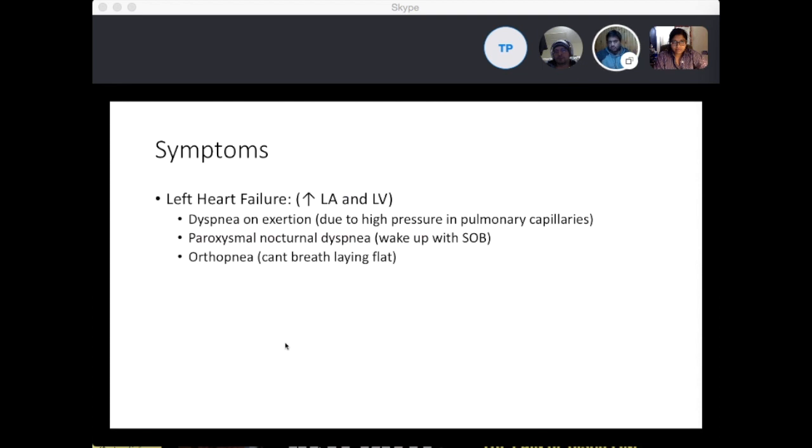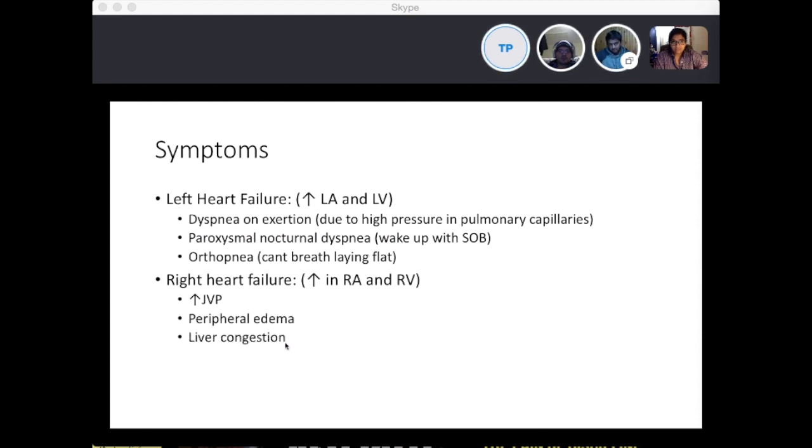Now, what would you see in right heart failure when you have an increase in right atrial pressure and right ventricular pressure? Nutmeg liver. JVP increase. And peripheral edema or pitting edema. Cool.